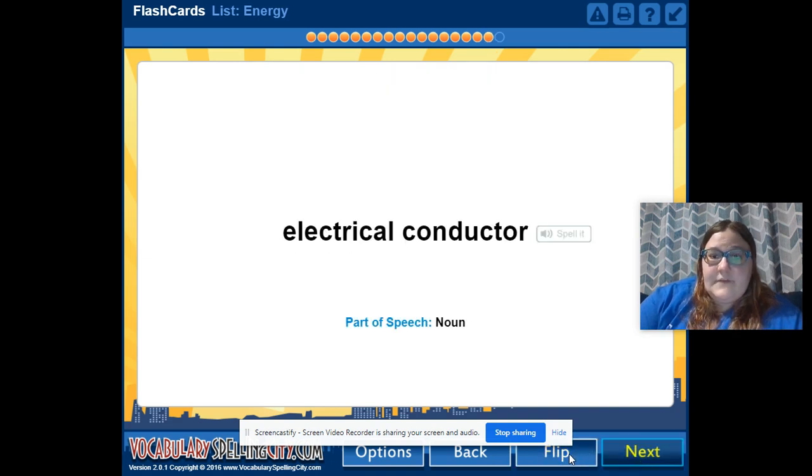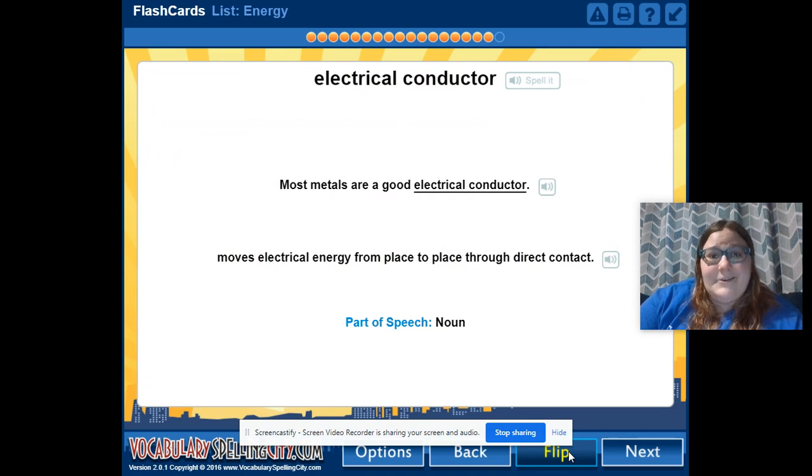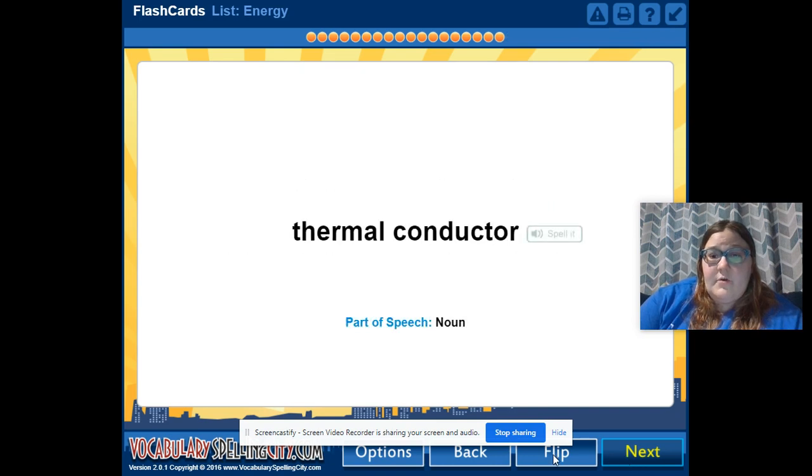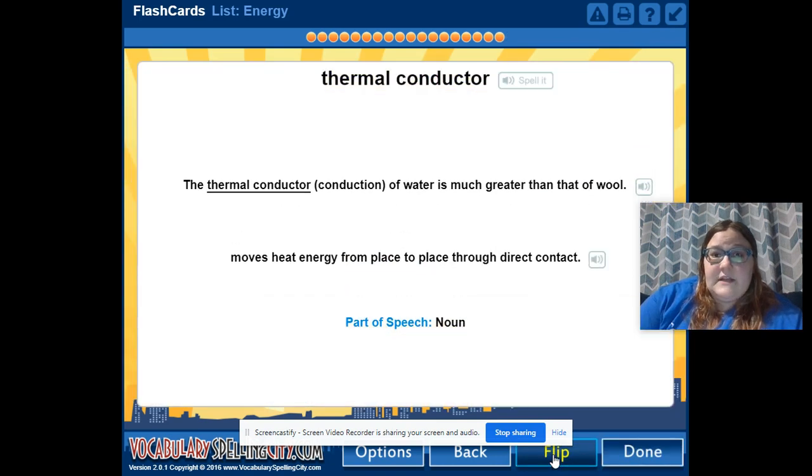Electrical conductor. So there's 2 types of conductors. If it's an electrical conductor, it moves electrical energy from place to place through direct contact. Something plugged into the wall, moving through the wires. And then there's a thermal conductor, which moves heat energy from place to place through direct contact. So you have thermal, which deals with heat. Electrical deals with electricity and stuff like that.